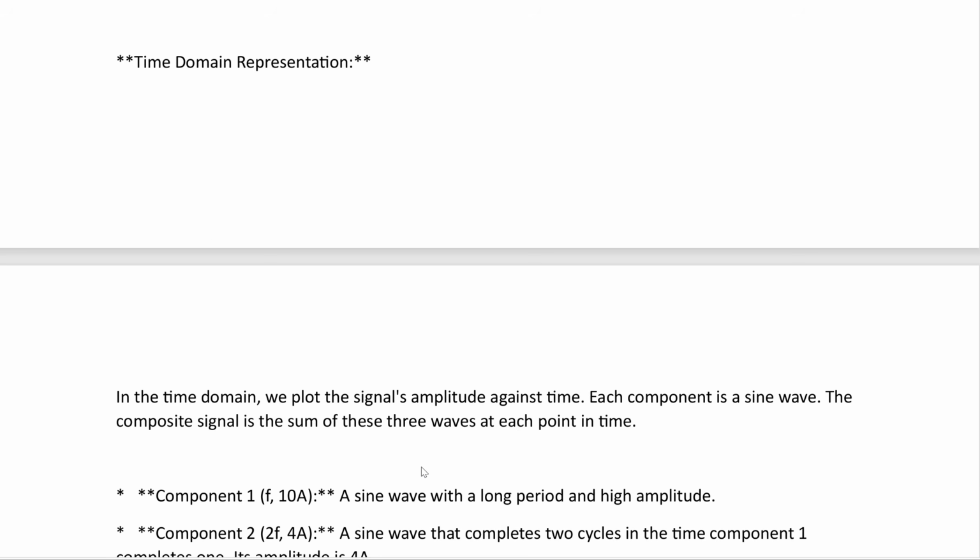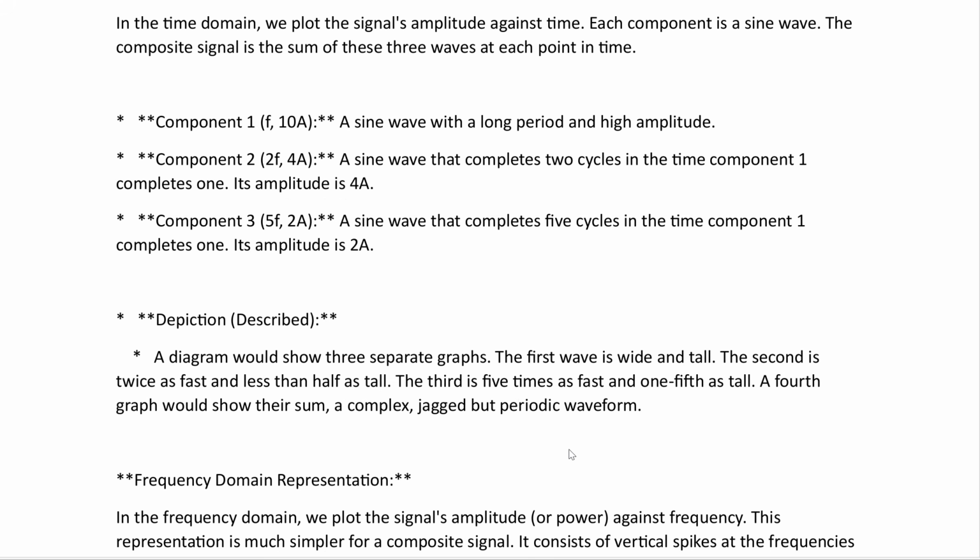In the time domain, we plot the signal's amplitude against time. Each component is a sine wave. The composite signal is the sum of these three waves at each point in time. Component 1, that is frequency f and amplitude 10a, is a sine wave with a long period and high amplitude. Component 2, that is 2f frequency and 4a amplitude, is a sine wave that completes 2 cycles in the time that component 1 completes 1.